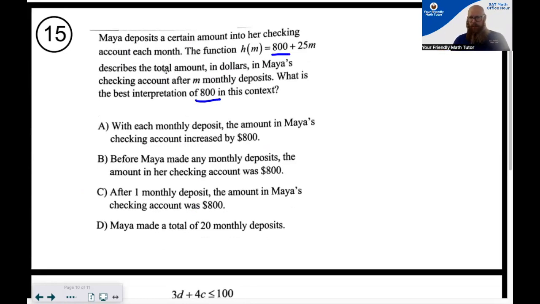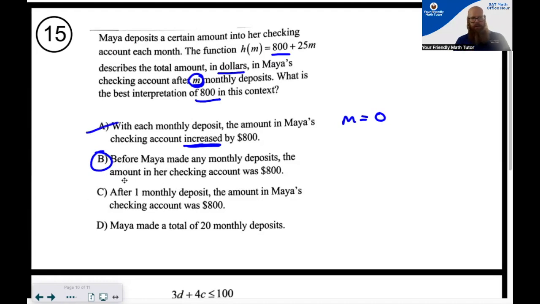And I then want to look at, well, what is my input and output, I guess. So input is m. So I know m should equal zero. All right. So at 0 months, I have 800 what? Dollars. Okay. So before Maya made any monthly deposits, the amount in her checking account was 800. Right. The first one, with each monthly deposit, the amount is increased. No, we're not increasing by 800. 800 is this fixed amount that we start with.